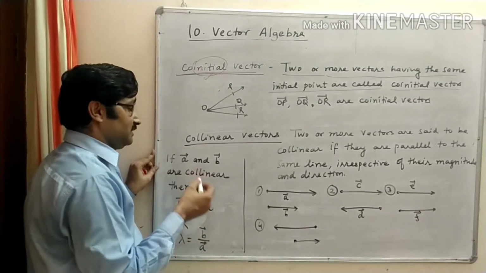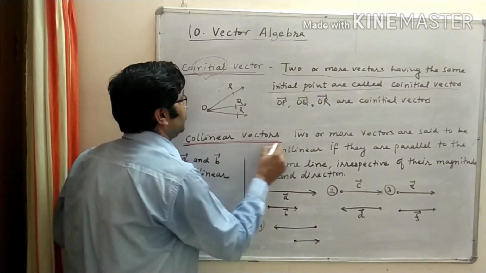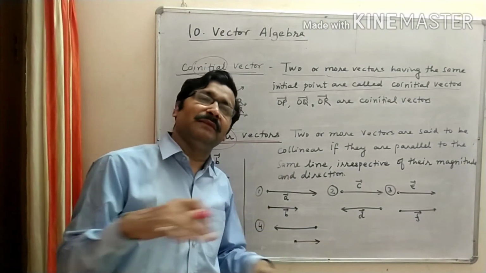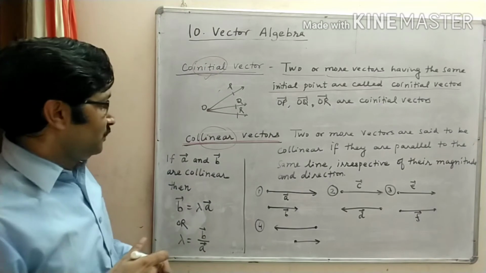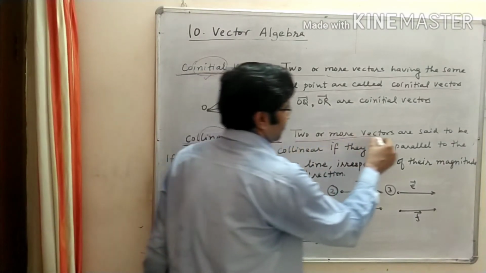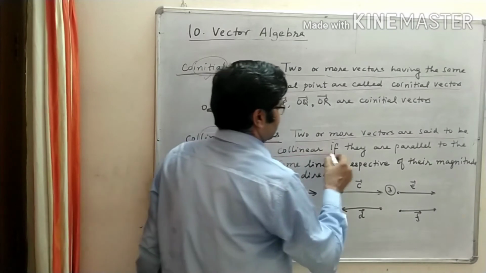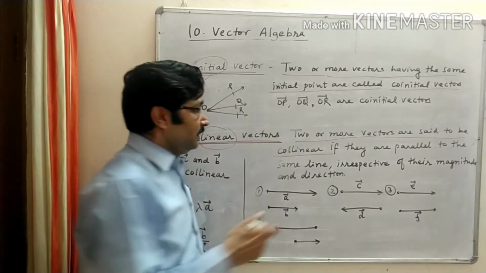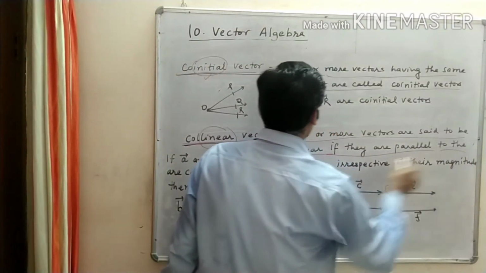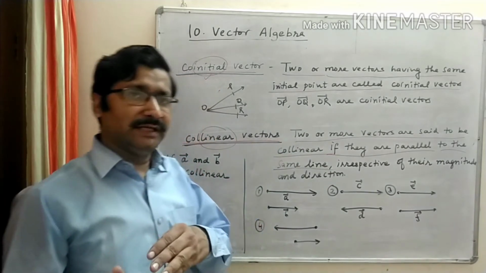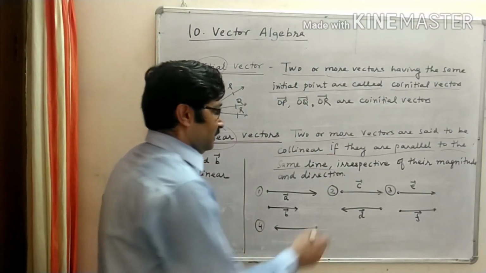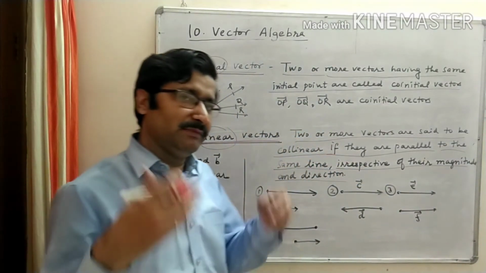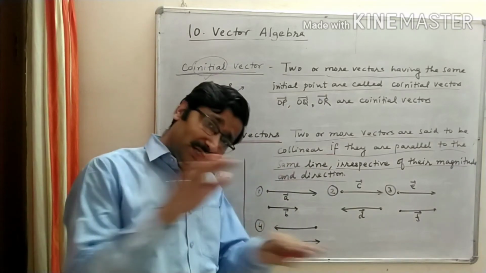Now the next term is collinear vectors. Collinear, linear means what? A line. In a line means parallel. Look here. Two or more vectors are said to be collinear, maybe 2 vectors and more than 2 also, if they are parallel to the same line, irrespective of their magnitude and directions. Maybe their direction, maybe their magnitude may be changed, but they should only be parallel.